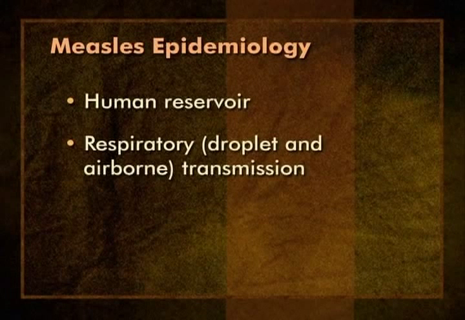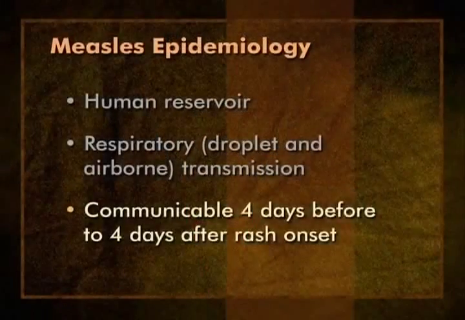Transmission is from person to person through the respiratory route, either by way of droplets or by true airborne transmission. Airborne transmission occurs through very small particles that remain suspended in the air. That means that direct contact with an infected person is not necessary to transmit the virus. Airborne transmission has mostly been described in closed settings, such as medical exam rooms or emergency department waiting rooms.